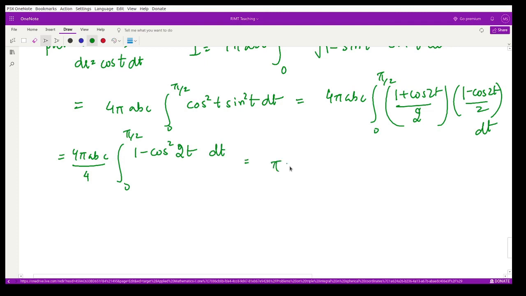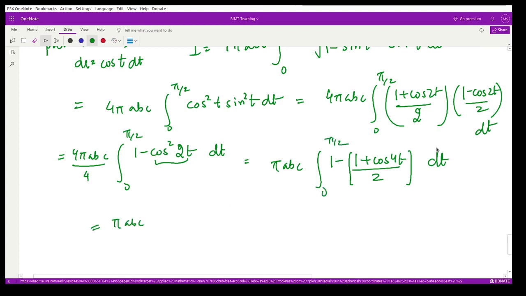So we have pi ABC, and again we have to use the concept of double angle. So this would be equal to 1 plus cos 4t divided by 2, right? And the integration with respect to t. So this is equal to pi ABC. Here it would be equal to t minus, so actually this would be 1 minus 1 by 2, so that is 1 by 2. So we have t by 2, and then minus of cos 4t by 2. Its integration is sine 4t by 8. And the limits of integration from 0 to pi by 2.